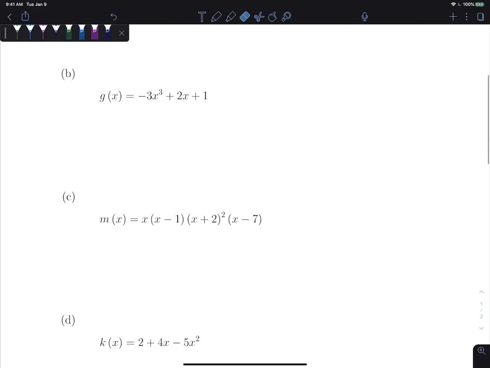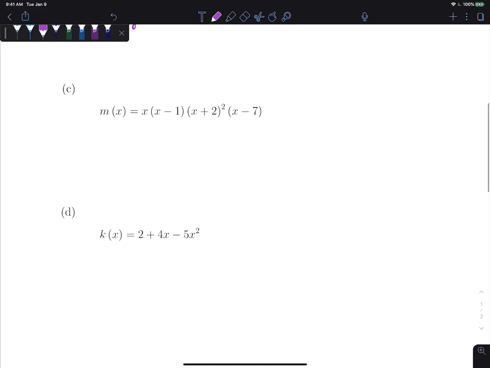Now let's look at letter B. We have g of x is equal to negative 3x cubed plus 2x plus 1. Again, this is written in descending order. That means that the leading term is the leading power function. That's going to give me y equals negative 3x cubed.